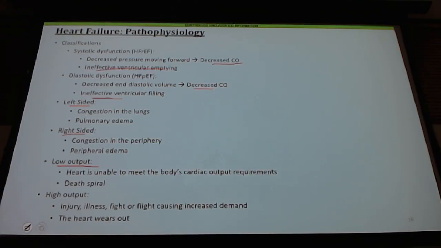High output heart failure, on the other hand, is disease states that cause the heart to function at a higher pace, i.e. things like infections, like fevers, things like increased levels of stress, where that sympathetic overdrive is going, so your heart's having to beat 80, 90, 100 beats per minute instead of the 40, 50, 60 that it would normally at rest. And basically the heart just wears out. It can't keep up with that pace indefinitely, right?